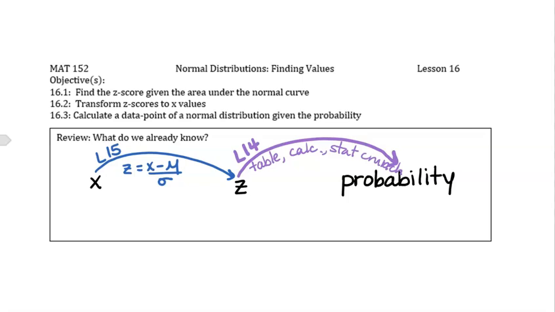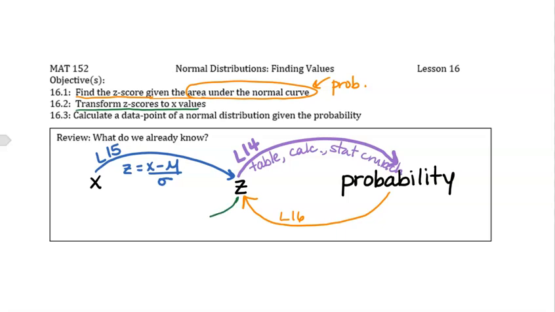So the objectives that we have is to find the z-score when we are given the area under the normal curve. Remember that the area under the normal curve is the same thing as the probability. So one of the objectives is to start with the probability and to go and find the z-score. That's something new that we will learn how to do in lesson 16. Another thing that we will learn how to do in lesson 16 is how to start with a z-score and transform it to an x value. That's something new also that we will learn in this lesson.